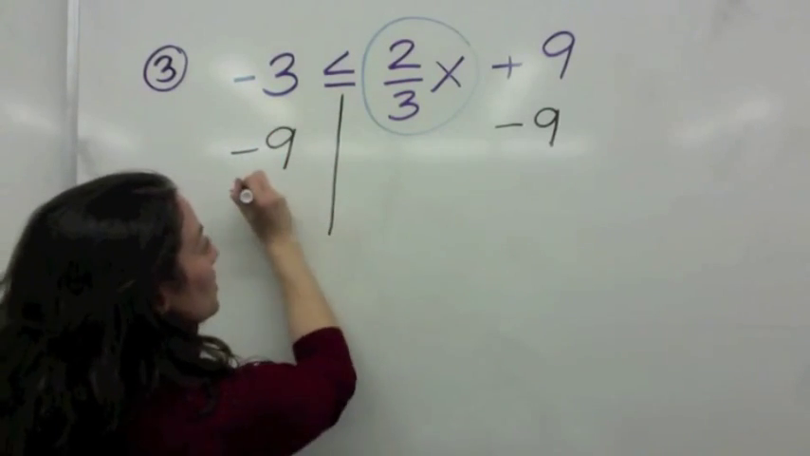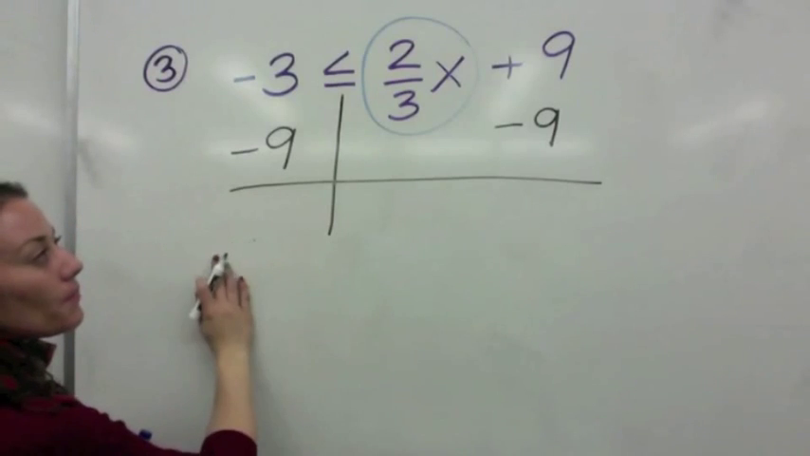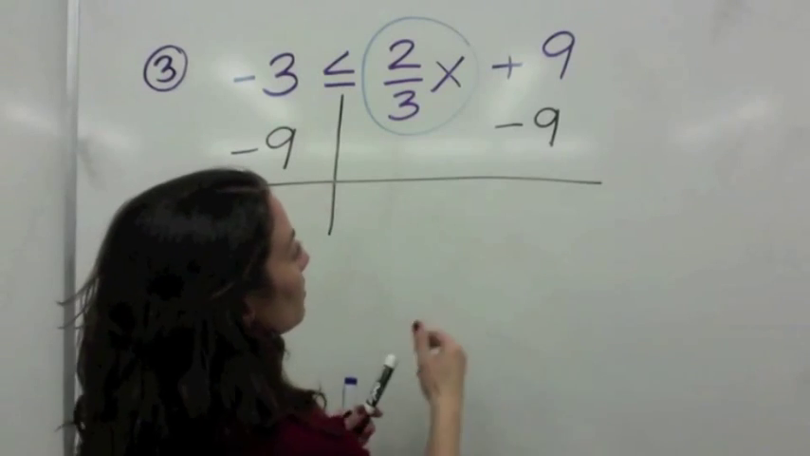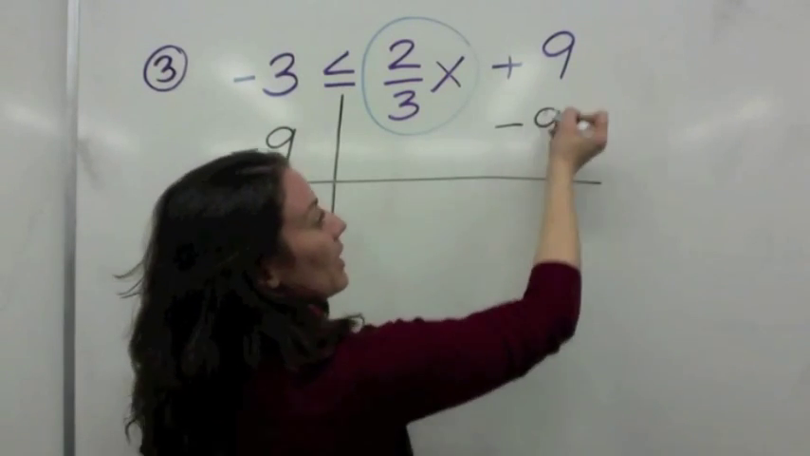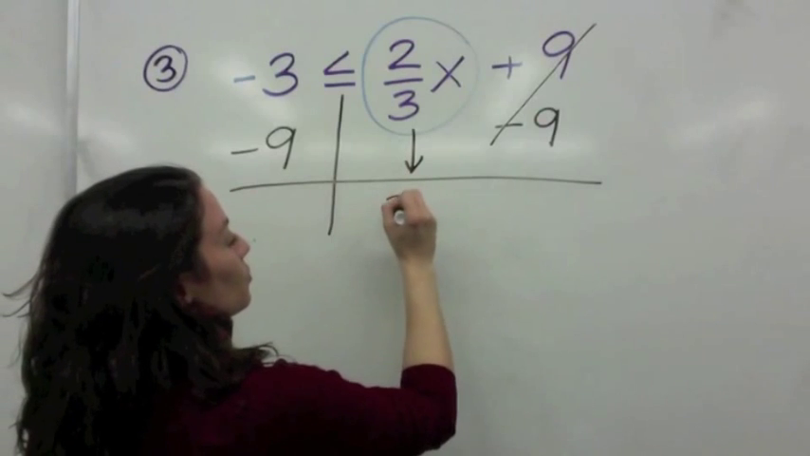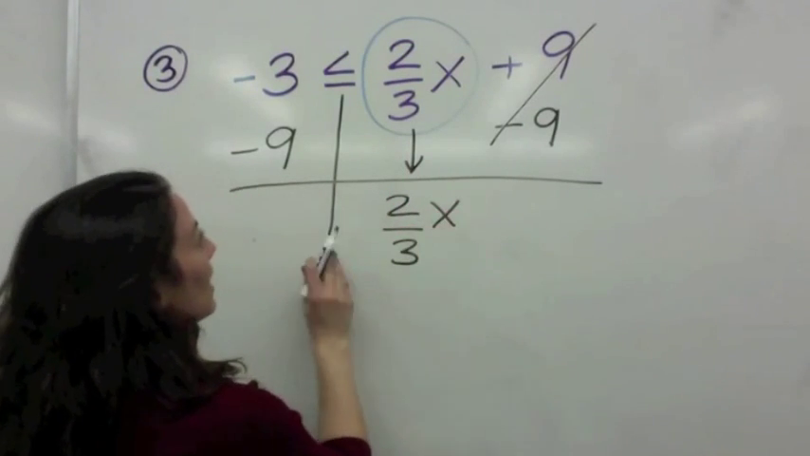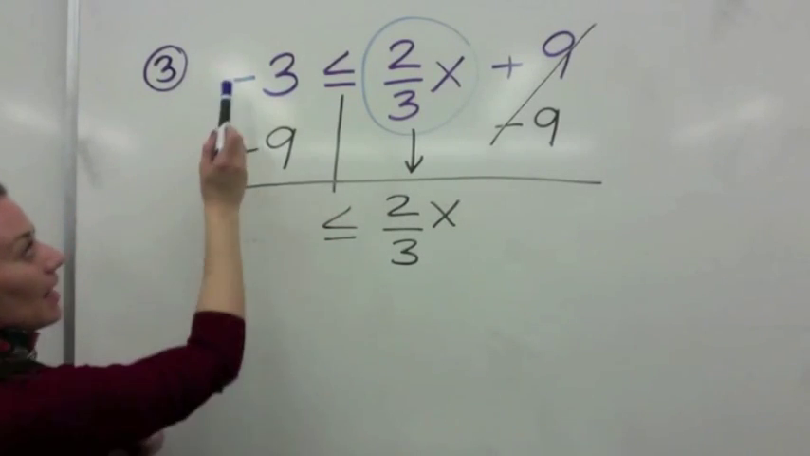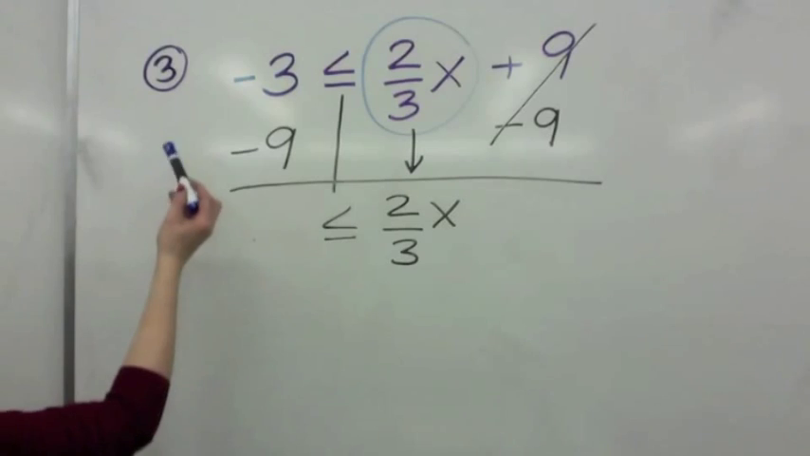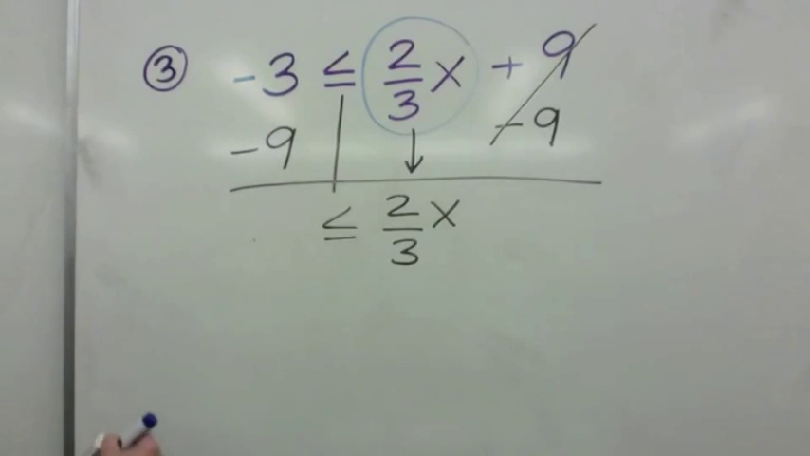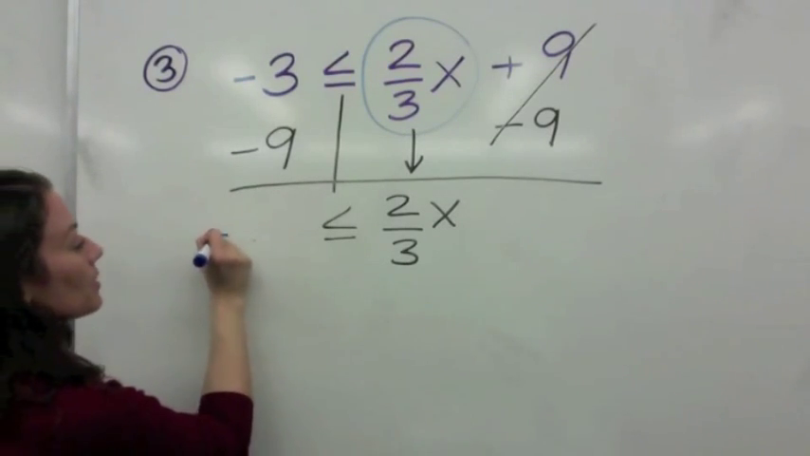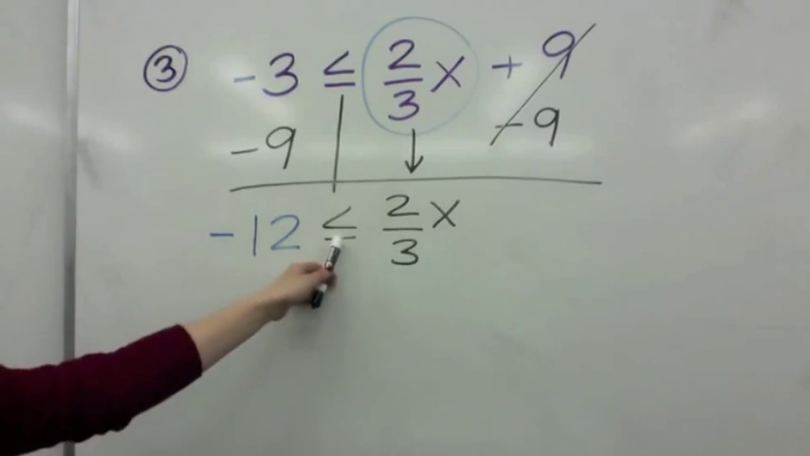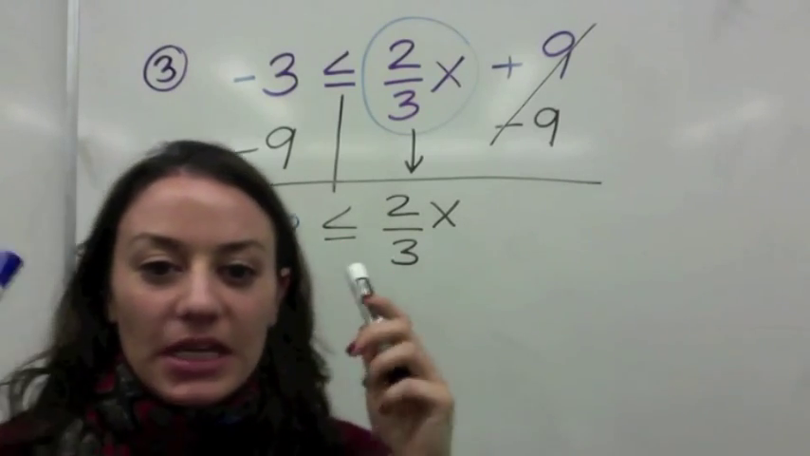If it helps you to separate both sides of the equation, you can go ahead and make a T like I normally do. Separate both sides. Positive 9 and -9 make 0. You could bring down 2/3 x. And now 2/3 x is greater than -3 and -9. Remember how to add -3 and -9? Same signs, add and keep. Add them together. The answer is -12.